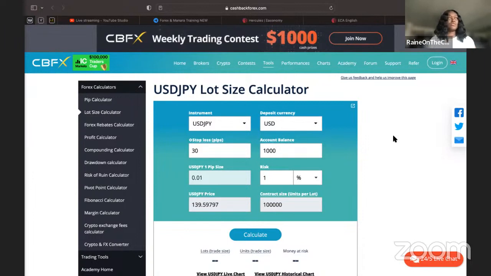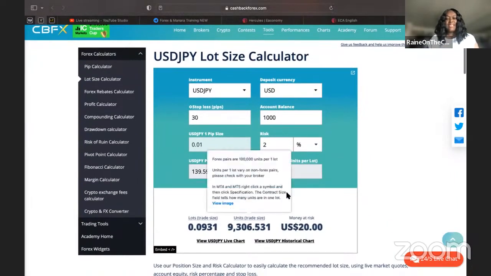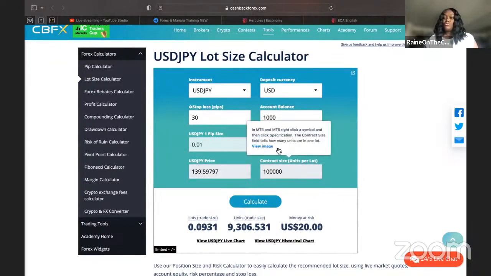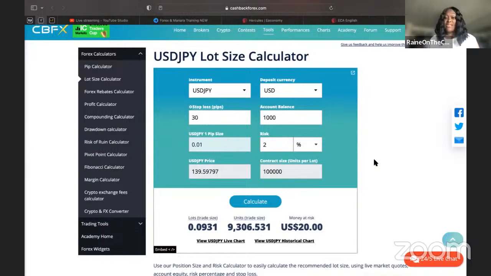I love that, so whatever happens with your account, you don't have anybody to blame because you are in control, right? So let's say we decided to risk 2%. You're going to calculate, and then now you have your lot size. The lot size is 0.09. It's going to be the first 2 digits after the decimal point. So 2% of $1,000 is $20, right?